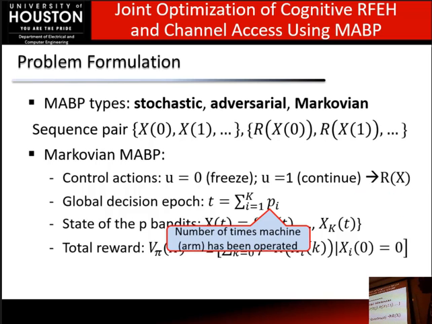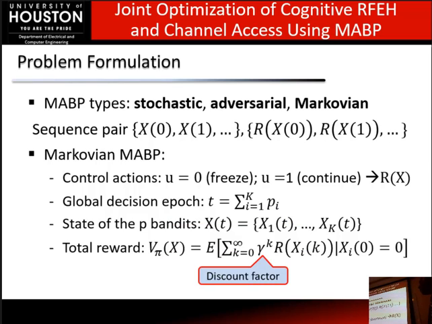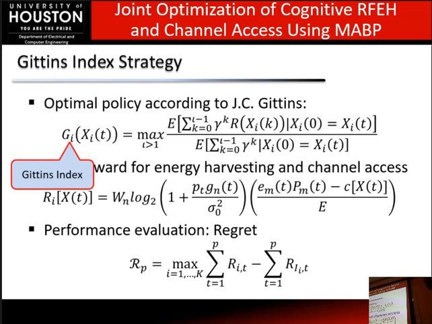I define a global decision epoch, where pi is the number of times we play the machine or arm or the channel, or channel combination. The reward is given by this equation. So we have a discount factor here that accounts for it. A low value of discount factor gamma means that we favor the exploitation, so we keep using it, and the high value means we favor the exploration. And the goal is to maximize the reward.